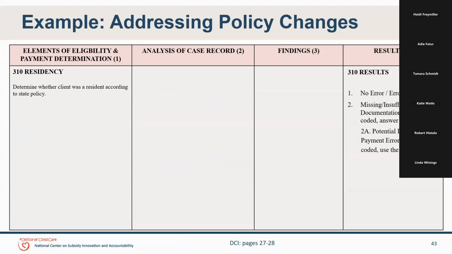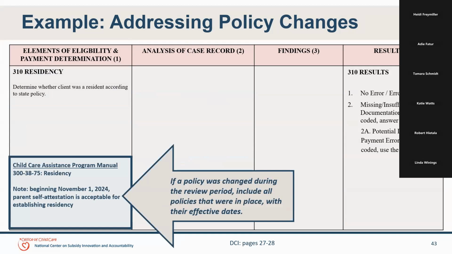An important thing to keep in mind when creating your customized worksheet template is to address any policy changes that might have occurred or will occur during the review period. Here's an example of element 310, residency. In this state, there was a policy change that occurred during the review period, and this is addressed in the customization with the effective date of the new policy. So we have a policy citation for residency and a note that self-attestation is acceptable after this date.